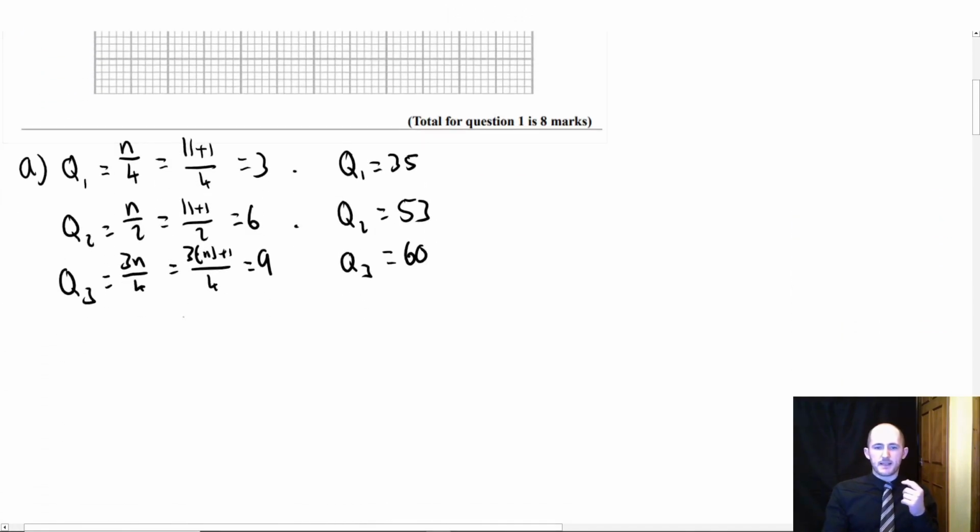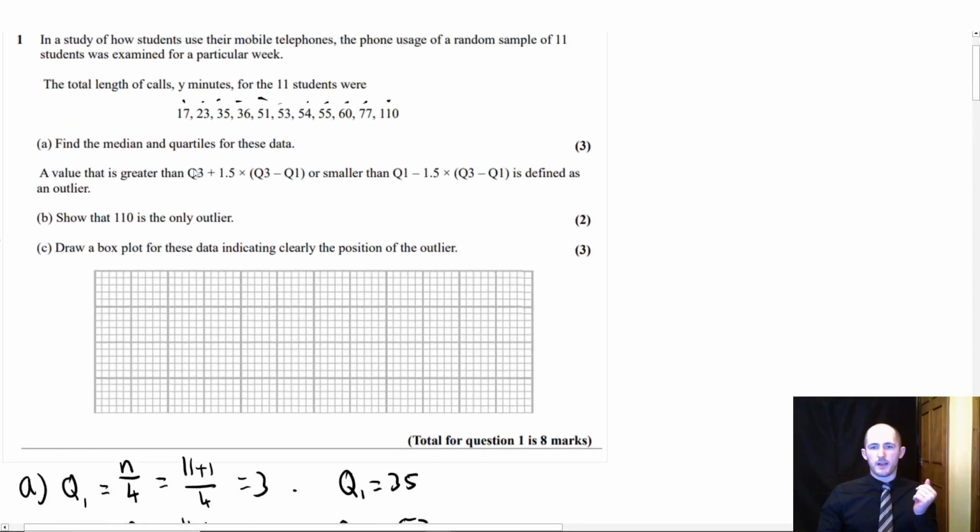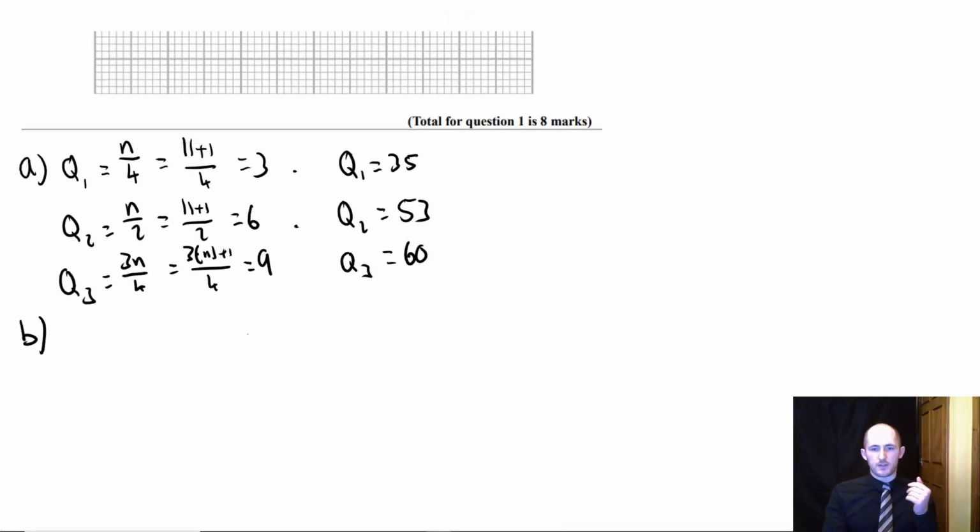Part B basically says you need to find all of the outliers. And to work out an outlier, it's any number that's bigger than the upper quartile plus 1.5 times the interquartile range. So a good thing for us to work out right now is the interquartile range, which is just Q3 minus Q1, which is 60 minus 35, which is 25.